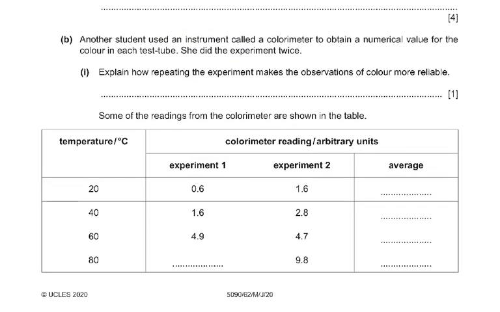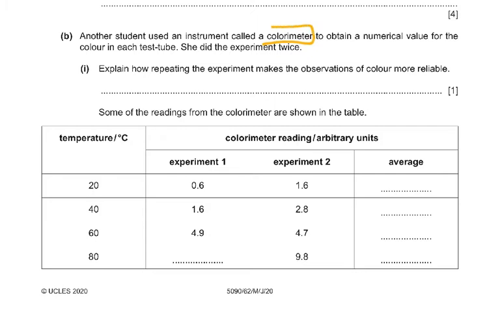Then B, another student used an instrument called a colorimeter to obtain a numerical value for the color in each test tube. She did the experiment twice. Explain how repeating the experiment makes the observation of color more reliable. That's another 1 mark. Then some of the readings of the colorimeter are shown. So temperature at 20 degrees, experiment 1, 0.6, 1.6, and then you have to calculate the average, and then 1.6, 2.8 and calculate the average, then 4.9, 4.7 and calculate the average.